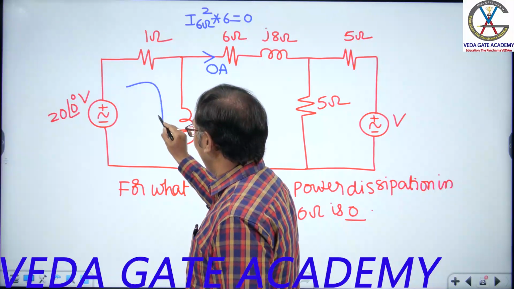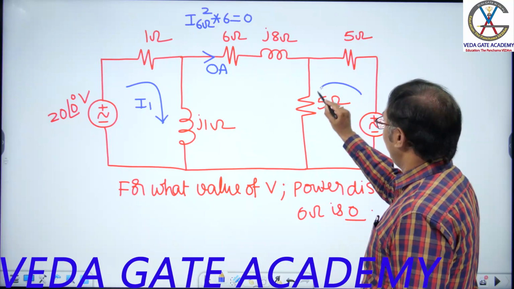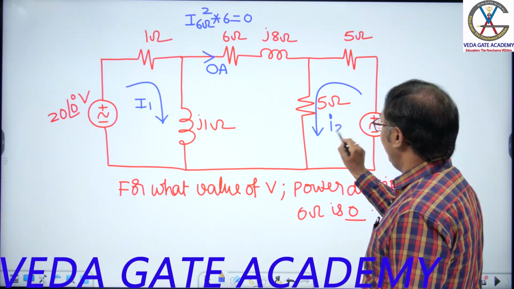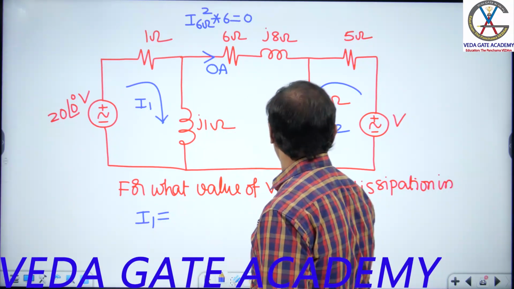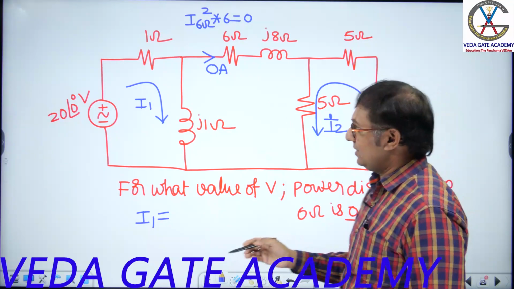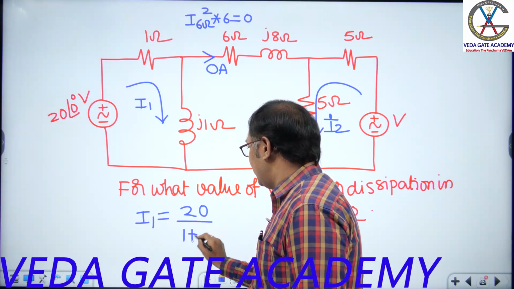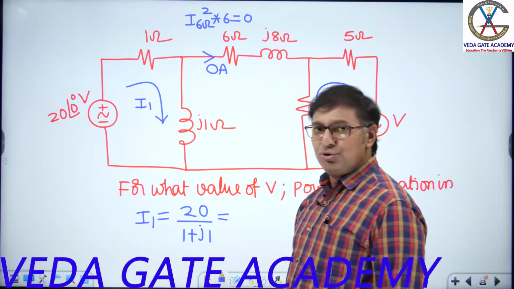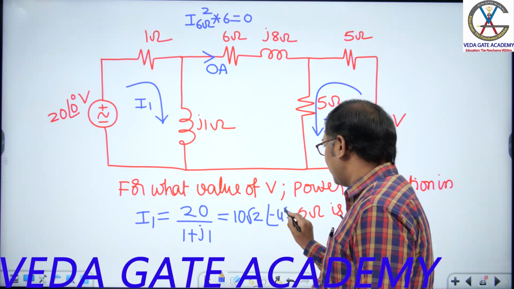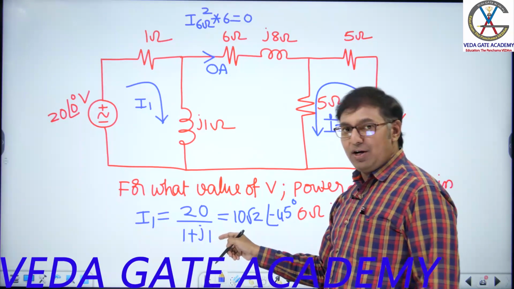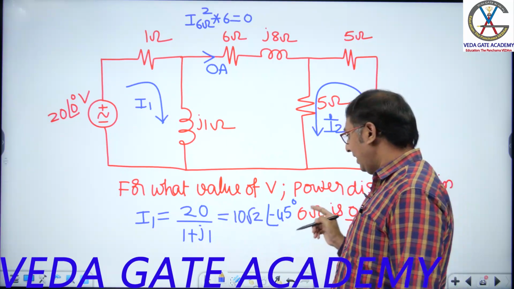Let us assume some current flowing like this, and call this current I1. Let us assume another current flowing like this, and call it I2. Can you tell me what is I1, sir? Given the phasor forms, I1 equals 20 by 1 plus J1, which means 20 by root 2 at an angle 45. We have to write this fast. 20 I can write as 10 into 2, so 2 by root 2 gives 10 root 2 at an angle minus 45.